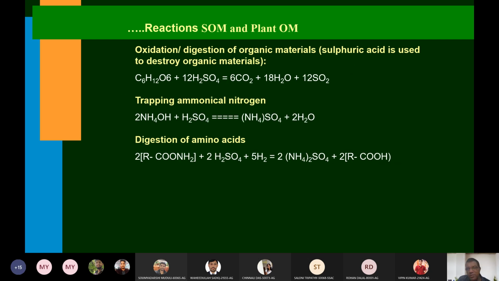Now, suppose you are going for a plant sample only, or in the soil sample you have organic matter. You have organic matter in the soil sample, and in the plant sample also you have organic matter. And this organic matter is decomposed by sulfuric acid. You can see this glucose, C6H12O6, represents your organic matter. So organic matter, with sulfuric acid, is broken down into carbon dioxide, water, and sulfur dioxide. So it is a kind of ashing; your material will come into the solution.